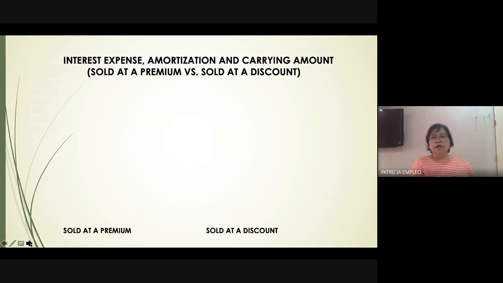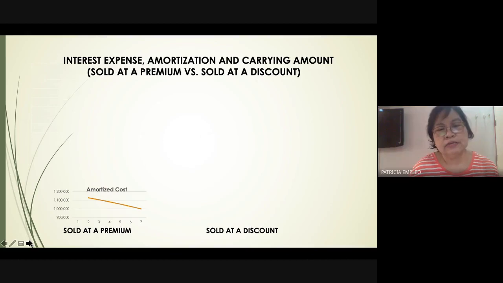We now compare interest expense, the amortization of the discount and the premium, and the carrying amount, meaning the trend in the carrying amount or amortized cost, if the bonds were sold at a premium and when the bonds are sold at a discount. So we go to the premium first. When bonds were originally issued at a premium, we started at an amortized cost that is higher than its face value. And therefore, on maturity date, we need to arrive at an amortized cost equal to the face value. And therefore, the amortized cost is decreasing.